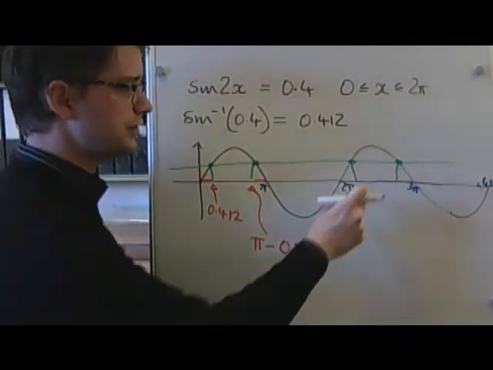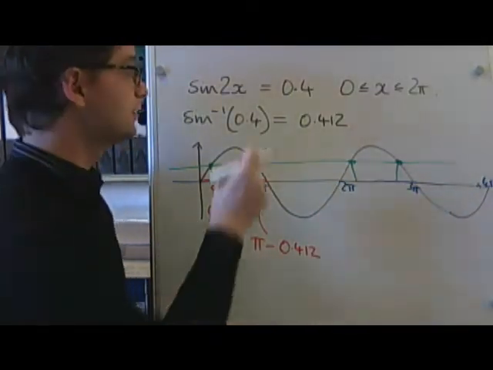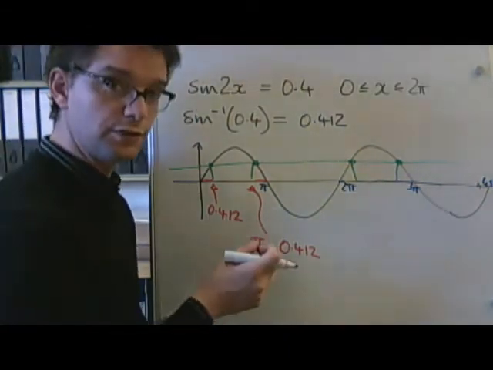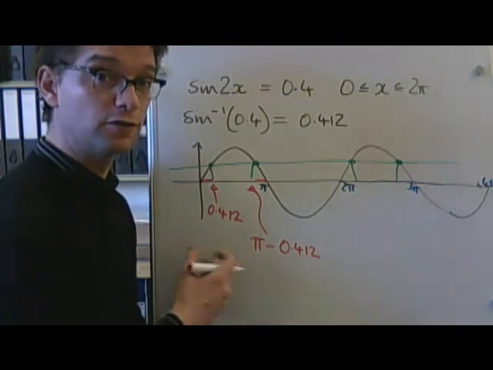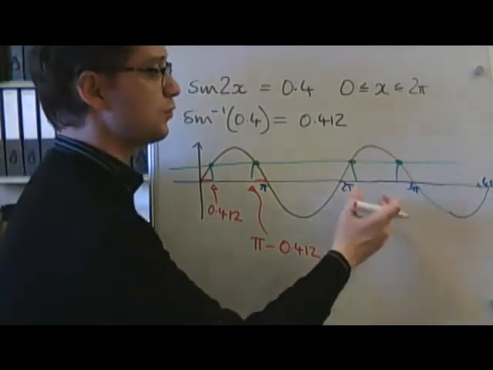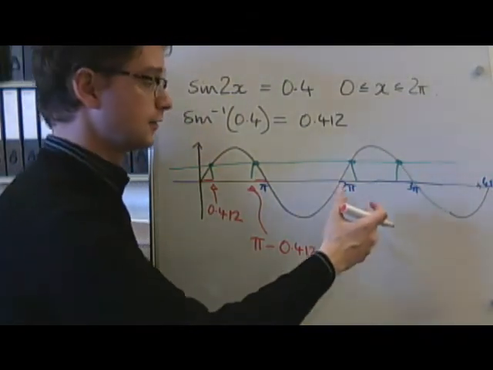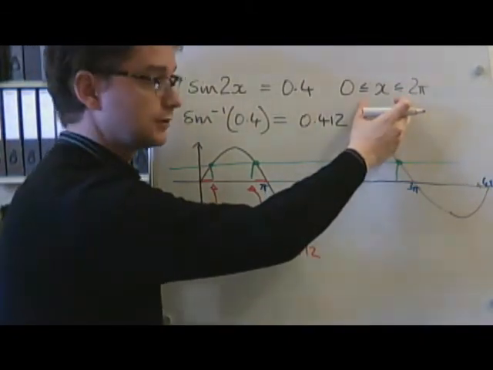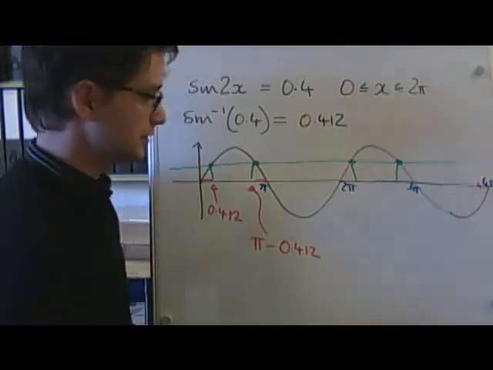But now I'm also interested in these values, and the reason is that I'm looking for values here of 2x. All of these things are going to give me values of 2x. And so to finish the problem, I'm going to have to halve all of the things that I get. So in order to make sure that when I do the halving at the end, I get back within this 0 to 2 pi range, I have to go all the way out to 4 pi to find my possible answers.